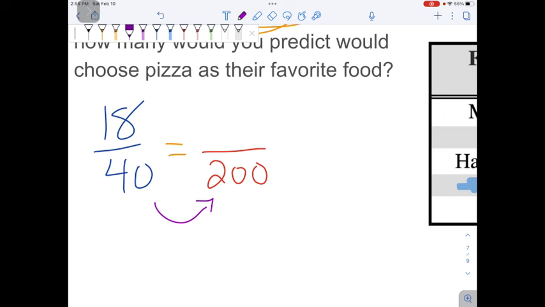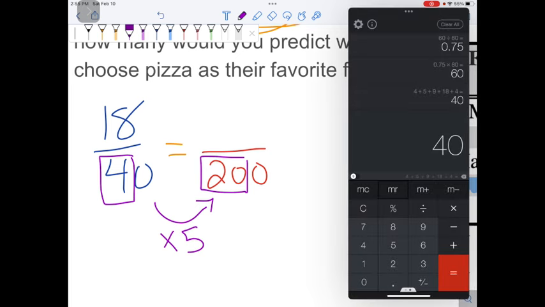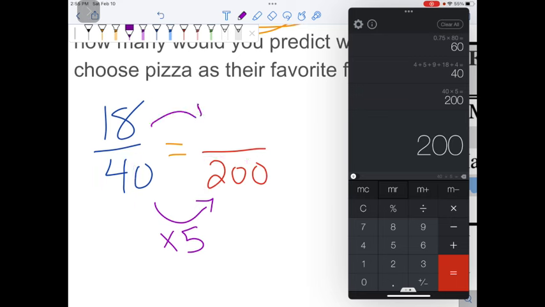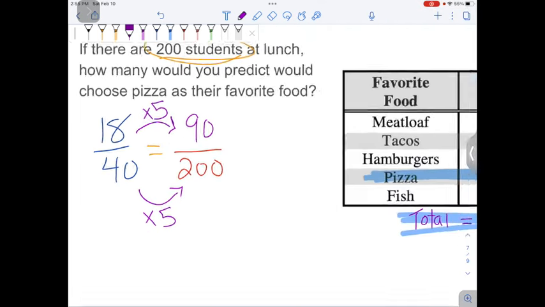I can see here there's a 4 in front and a 20 in front. I know 4 times 5 is 20. So let's try that: 40 times 5. Look at that, it is 200, so that works. So I can times by 5 on the top. This is not a basic fact. You're not expected to know it. 18 times 5 is 90. We would expect about 90 students would pick pizza.